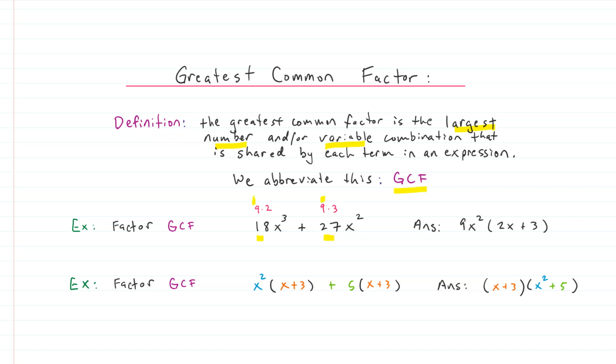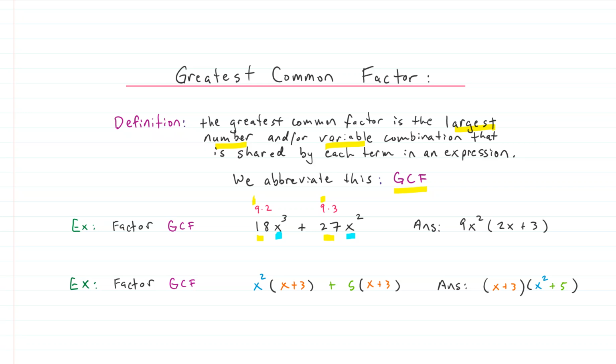How about now the x's? Well, we've got 3 of them in the first term because we have 18x cubed plus 27x squared. So we've got 3 in the first term and 2 in the second term. So they both share at least 2. The first one just has 1 extra. So we can pull out x squared.